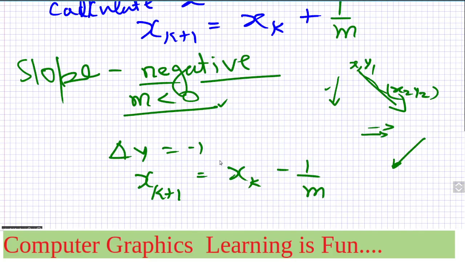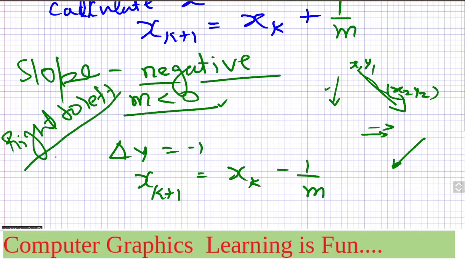This equation actually has minus here and minus here also. Here is minus whenever we are coming from right to left. If we are drawing our line from right to left, in that case we will have to decrement, right? So we are decrementing the y also, minus 1, and the x also.